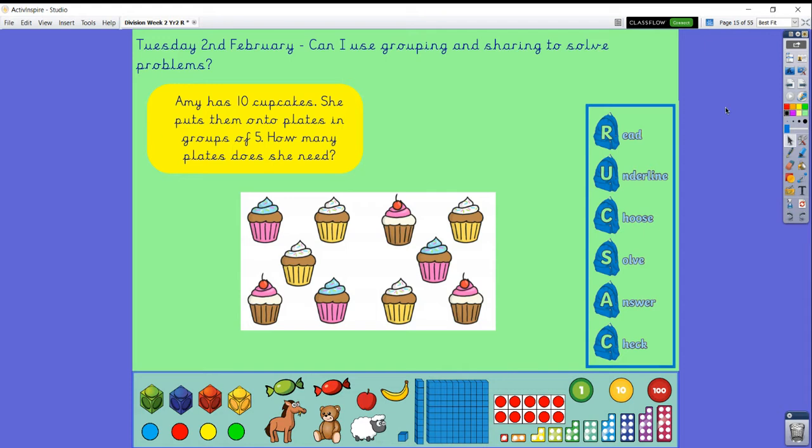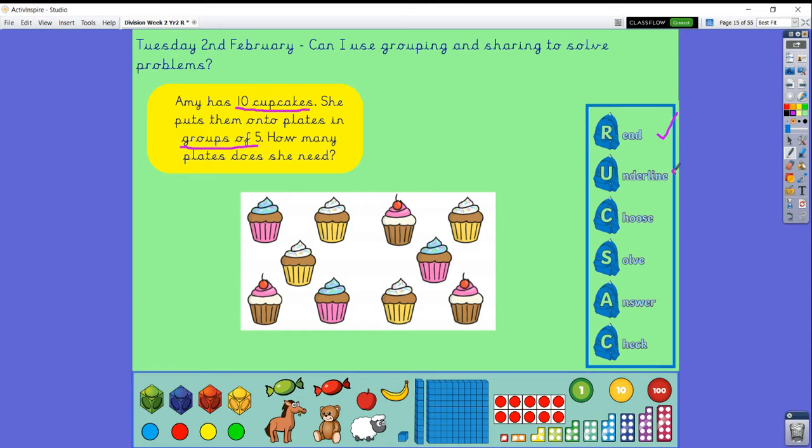Brilliant. So now you've had a go. Let's have a go together. Let's work it through. So I'm going to read it. Amy has 10 cupcakes. She puts them onto plates in groups of 5. How many plates does she need? So I've read my question. I'm going to underline some important information. She's got 10 cupcakes. She's going to put them onto groups of 5. How many plates does she need?